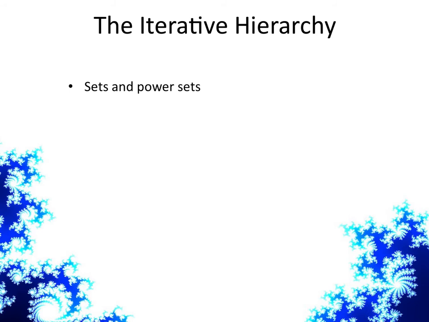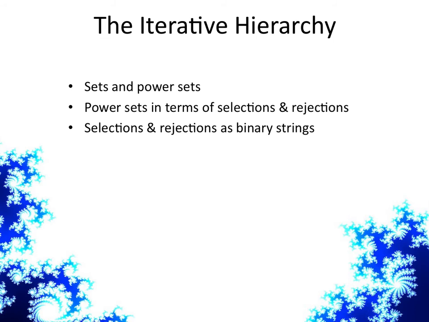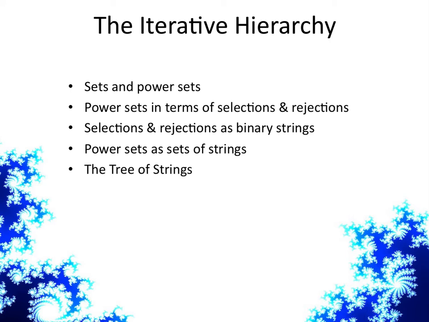So we're going to start with the iterative hierarchy. We're going to talk about sets and power sets. We'll then move on to talking about power sets in terms of selections and rejections. We will talk about selections and rejections as binary strings. We'll talk about power sets as sets of those binary strings. And we'll talk about the tree of strings. Then we'll talk about how to go from strings to pure sets.